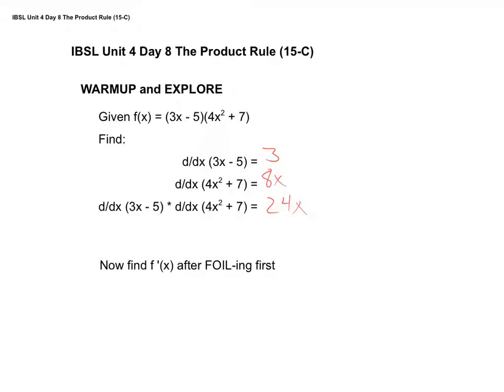The problem is it's not right. Okay? We can't just do that. We can't just take the derivative of each part and multiply it together. Okay? Let's actually look at this though.